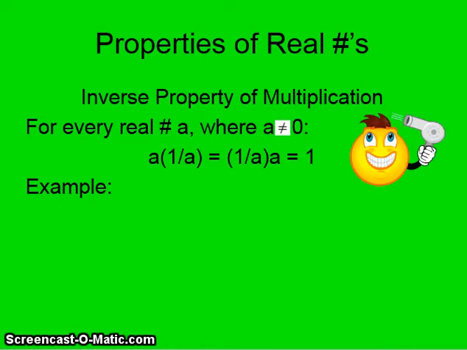Now the inverse property of multiplication. This says that for every real number a where a does not equal 0, a times 1 over a equals 1 over a times a, which equals 1. Now all this says is that if you take a number and you multiply it by 1 over that number, or the reciprocal of that number, you'll get 1.